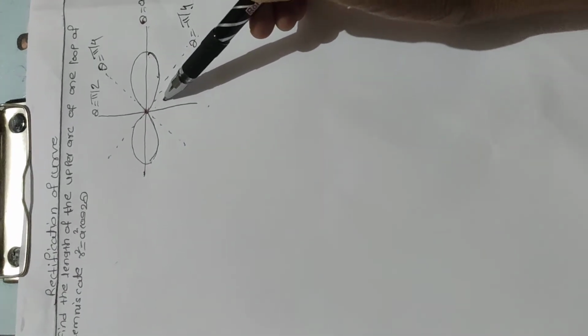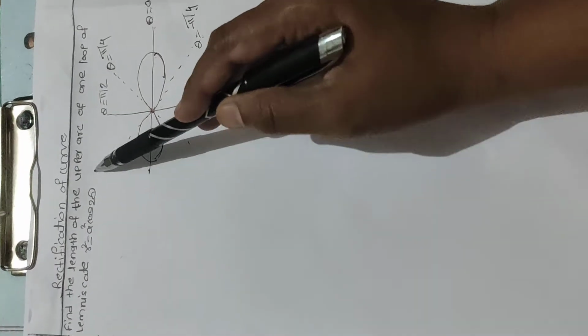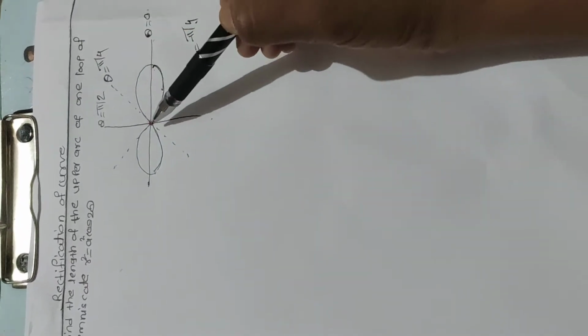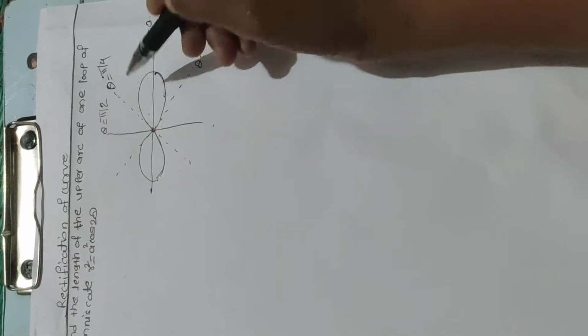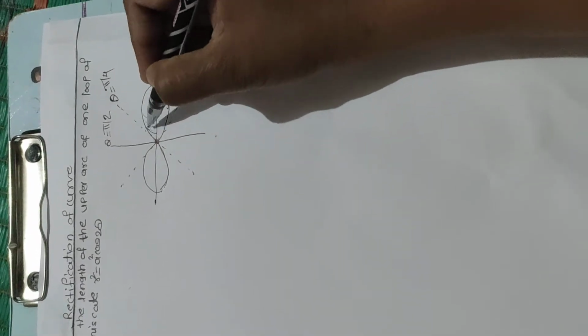So after that we have to find the length of the upper arc of one loop. That means we just have to find the upper arc. That means we have to calculate this part, okay? We have to find the upper arc.